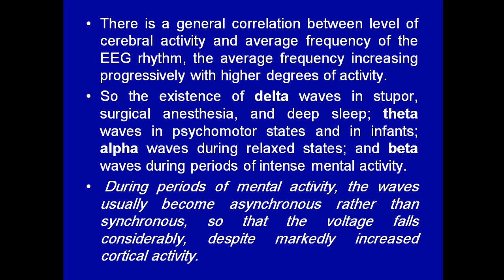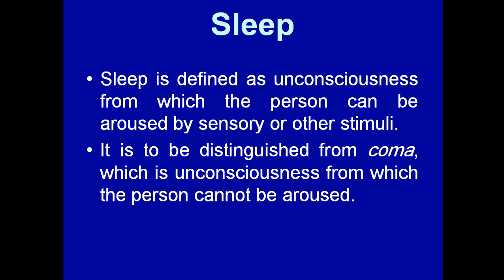During periods of mental activity, the waves usually become asynchronous rather than synchronous, so the voltage falls considerably despite marked increased cortical activity. Also, we mainly record the alpha waves during an eye closed state. When we do an electroencephalogram, when there is an opening of the eyes, there will be attenuation of that rhythm. These are certain stages in performing the ordinary, routine EEG maneuver.